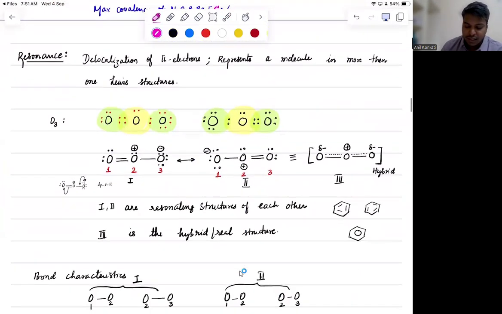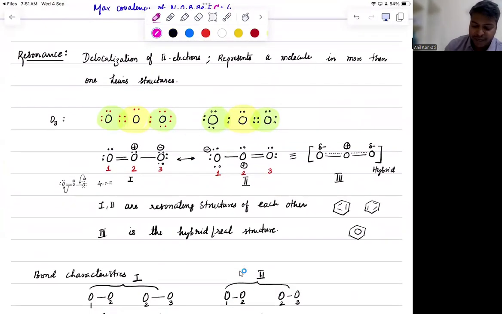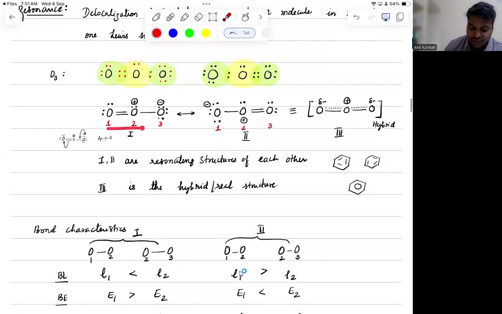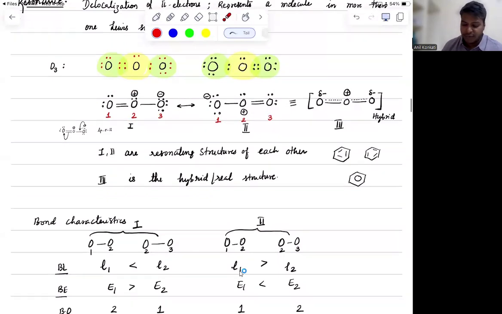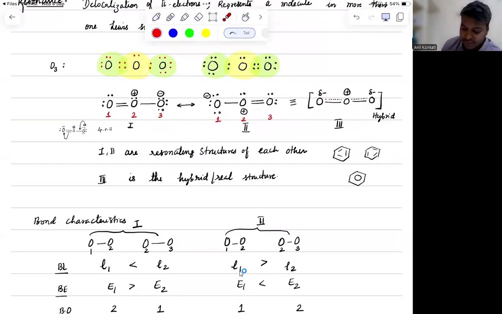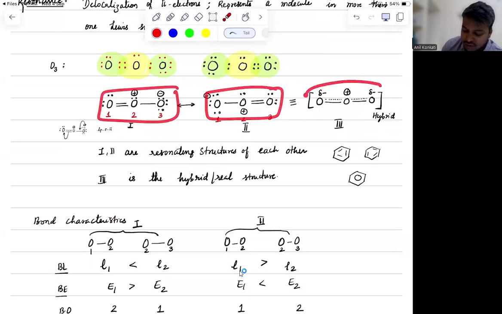Next. Resonance is a delocalization of pi electrons. We learned it already. So O3, which is structurally written in this format, can also be written in this format. The same minus can be put on this side and we can make these two bonds forming. Clear? So these two are the canonical structures and this is how the hybrid looks.